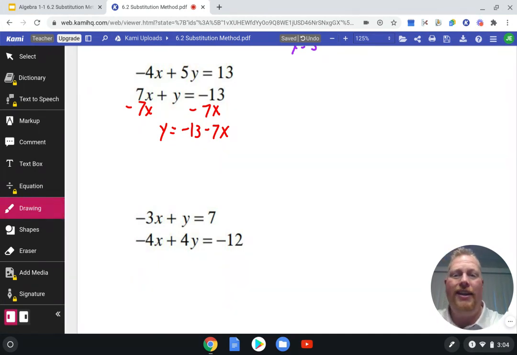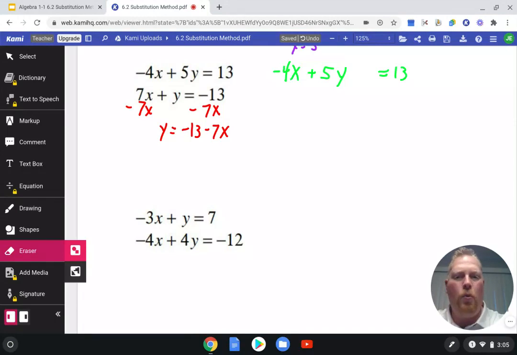So now step 2 says that we're going to take the other equation, make sure it's the other equation, so negative 4x plus 5y equals 13. Now here's the whole idea behind the substitution method: I'm going to take y out, and in its place, I'm going to put that negative 13 minus 7x.